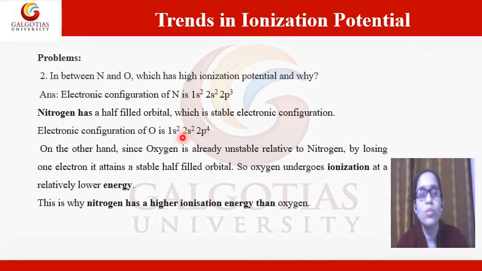The electronic configuration of oxygen is 1s2, 2s2, 2p4. Here you see in this 2p4, there is one electron more than the half filled configuration. So this is an unstable configuration; if we remove one electron from this 2p4, it will attain the half filled configuration of nitrogen. So oxygen undergoes ionization more easily than nitrogen. Oxygen has relatively lower ionization energy in comparison to nitrogen. That means nitrogen has high ionization energy and oxygen has low ionization energy.